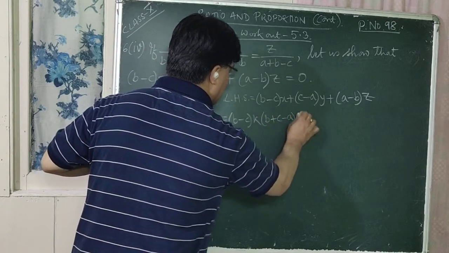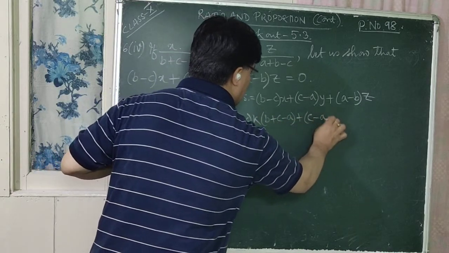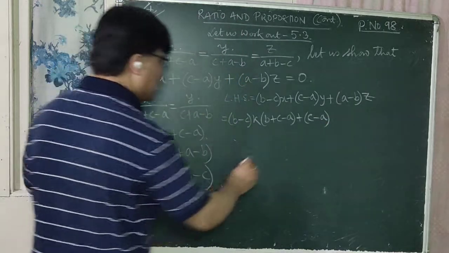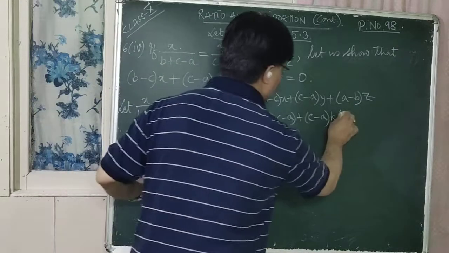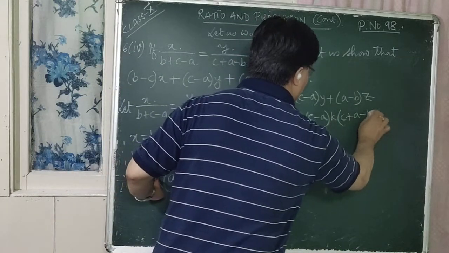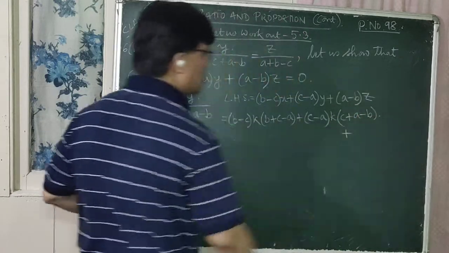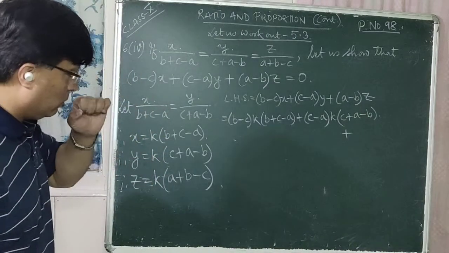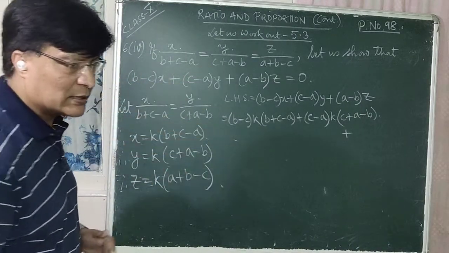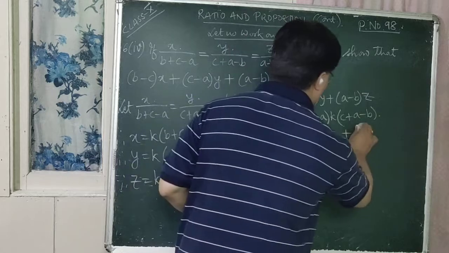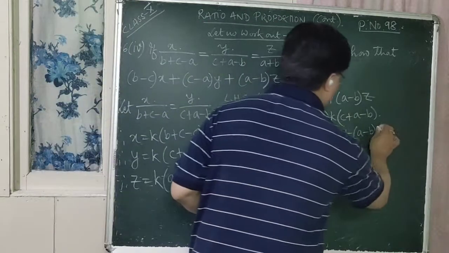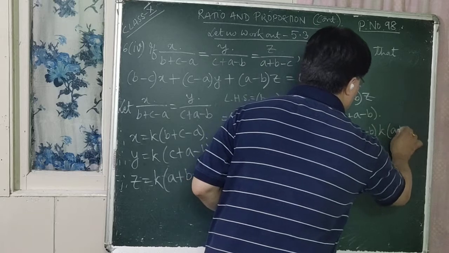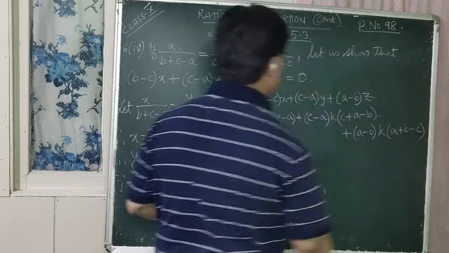b plus c minus a, plus c minus a into, what is the value for y? It is k into c plus a minus b, right? c plus a minus b. Let us write it here because there is no space there. So we will write in the next step. So it is a minus b into what is it? It is k into a plus b minus c.